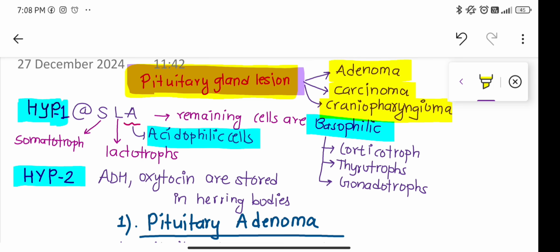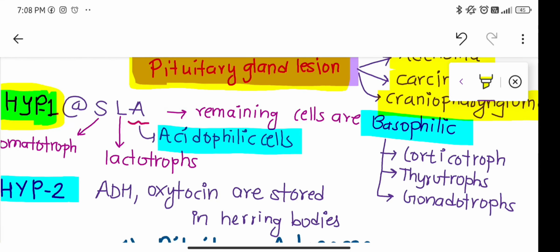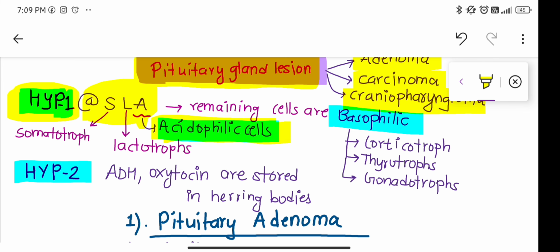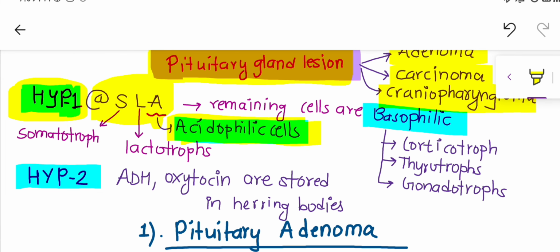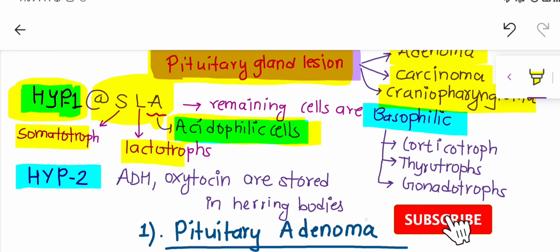Now, what are the most high yield points? We have to remember this as SLA. In SLA, the A stands for acidophilic cells. So we have to know which cells are acidophilic in nature. The acidophilic cells are somatotrope and lactotrope. By this mnemonic you can remember these terms.